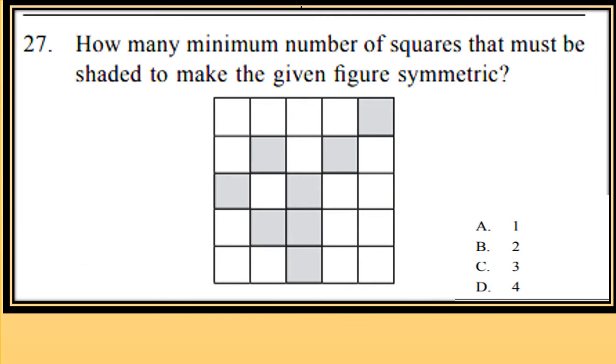How many minimum number of squares must be shaded to make the given figure symmetric? Now options are given. You have to find how many minimum number of squares must be shaded to make the given figure symmetric. Now draw a line of symmetry and find how many squares need to be shaded to make the figure symmetric.